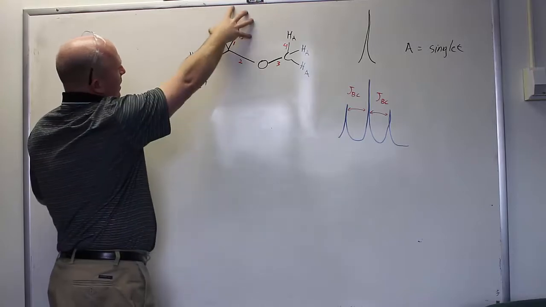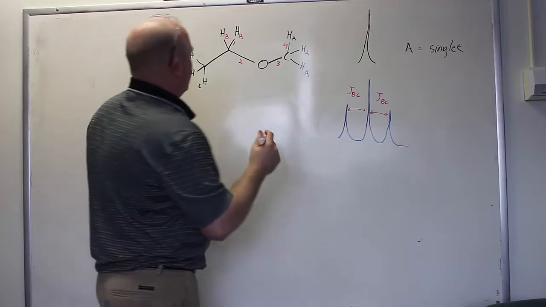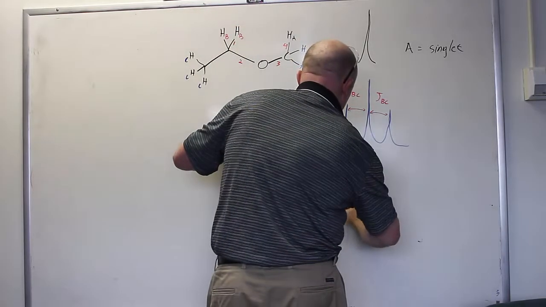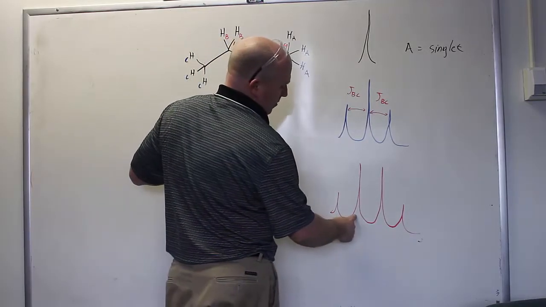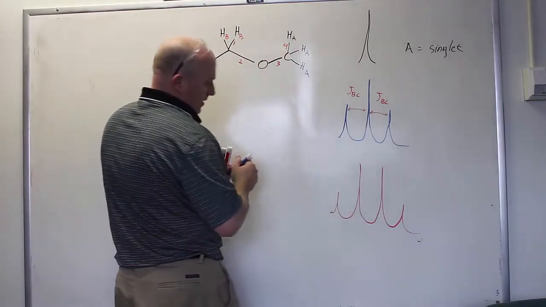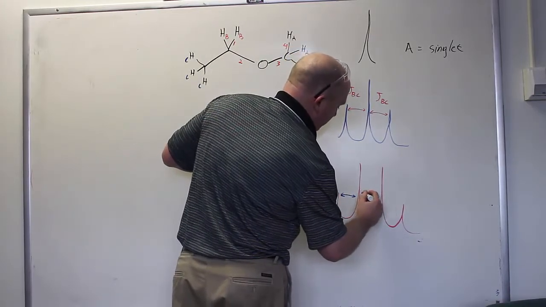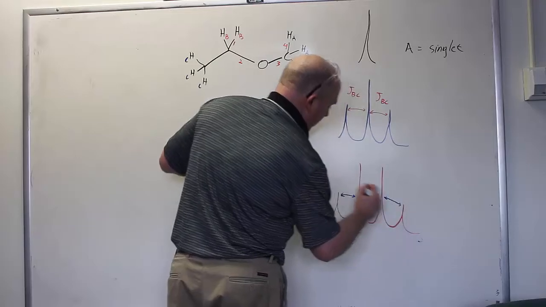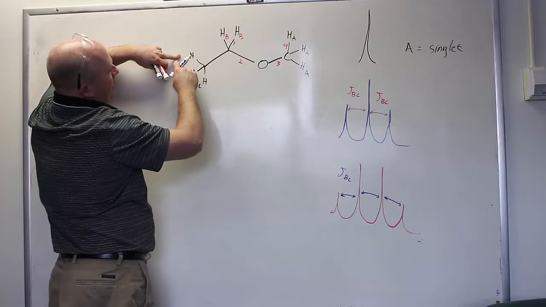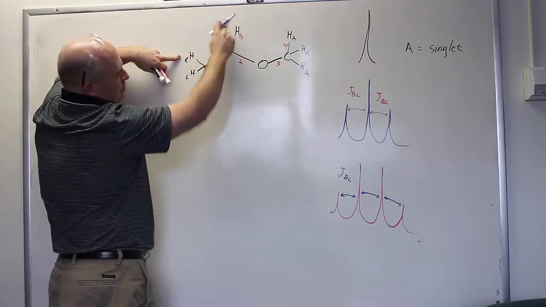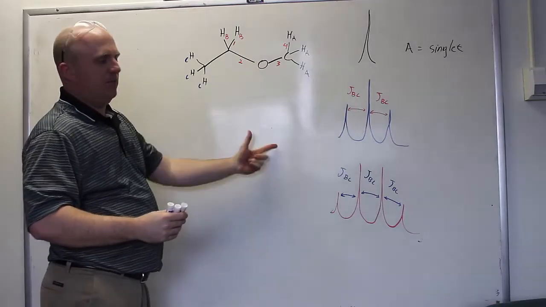C influences B, the 3 neighbors in C, leads to a 4-line pattern, otherwise known as a quartet. So HB we would expect to look like this. And here we have a 4-line pattern with height 1, 3, 3, 1, and the distances between any 2 lines should be the same. And we expect that distance specifically to be, again, governed by JBC. Why is that? Because whatever influence B has on C is going to be the same influence that C has on B. Where do these patterns come from? That's what I'll show you now.